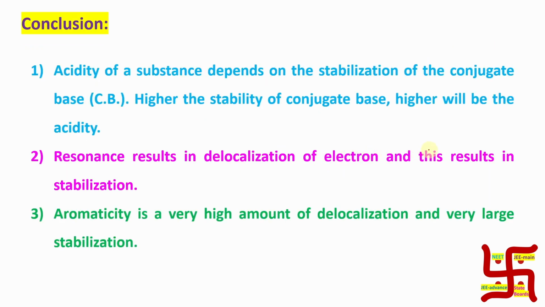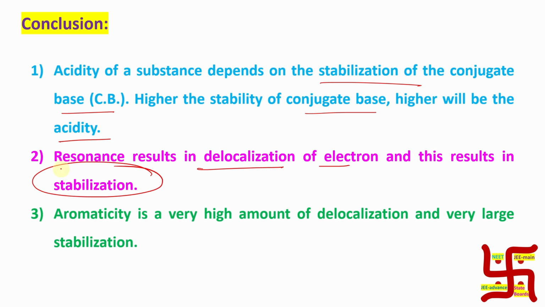Okay, so what have you learned today? That acidity of a substance depends on the stabilization of conjugate base, and higher the stability of conjugate base, higher will be the acidity. Remember, I am repeating this statement. And resonance results in delocalization of electrons, and this results in stabilization. And aromaticity, if you look at it, is a very large amount of delocalization. That's why it causes a very large amount of stabilization, and the molecule prefers to attain aromaticity if possible during the reaction or any kind of bond breakage or bond making. Okay, so this is the overall discussion.